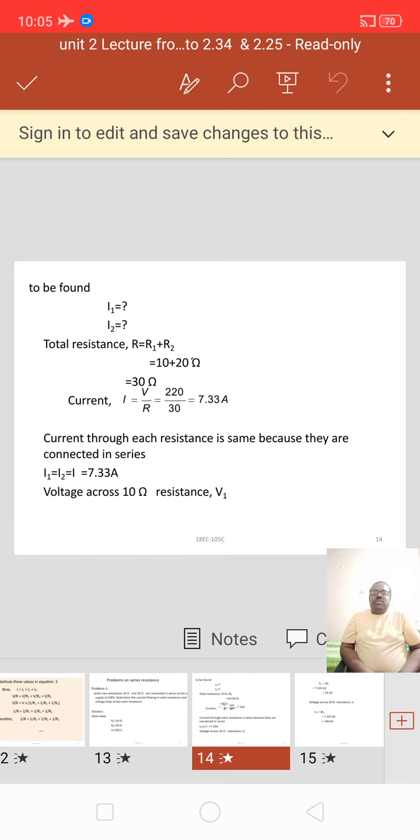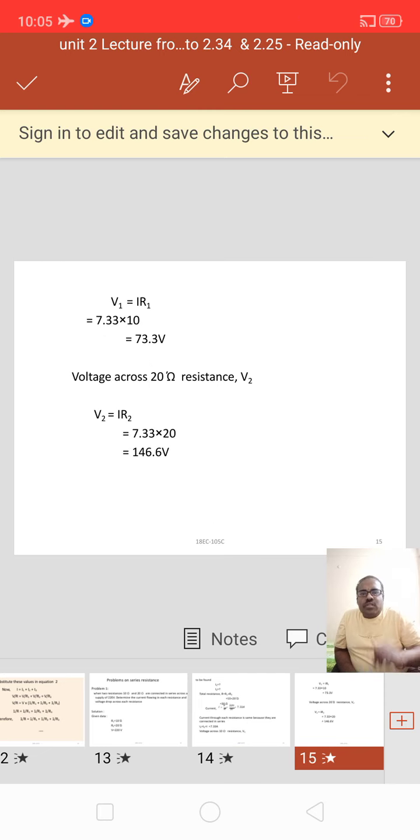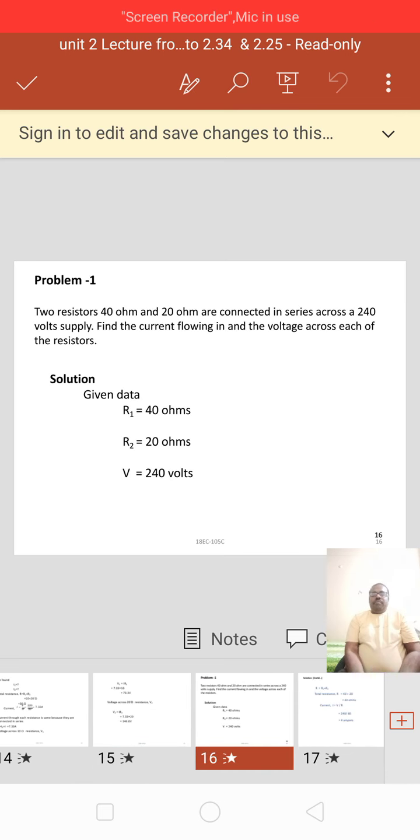Now we can find the voltage across the 10 ohm resistance: V1 equal to I into R1. So V1 equal to 7.33 into 10, that is equal to 73.3 volts. The voltage across the 20 ohm resistance is V2 equal to I into R2, that is 7.33 into 20, that equals 146.6 V. That is how we can find the values of R and I as well as V1 and V2. If you have any doubt, please verify the previous problems.